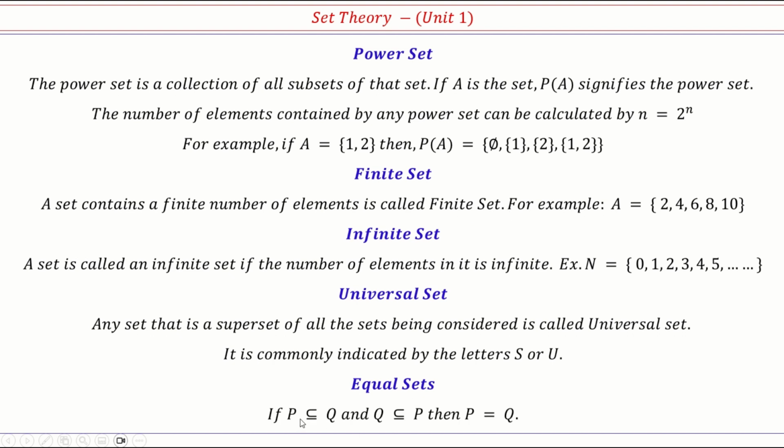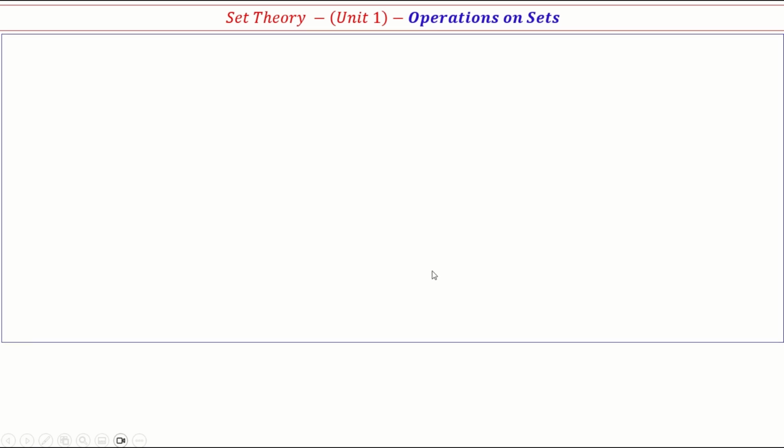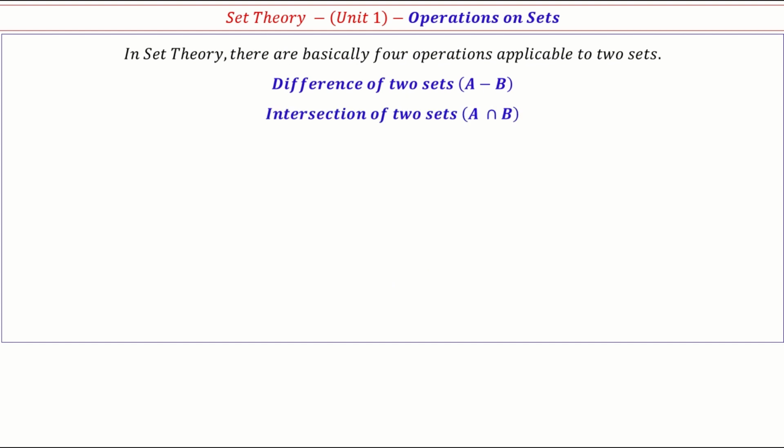Equal sets. Okay, if P is a subset of Q and Q is a subset of P, then we can call P equal to Q. Operations on sets. Okay, what are the possible operations on the sets? Difference of two sets, A minus B, which means the element is present in A but not in B. Intersection of two sets, the element is present in both A and B. Note down the word and. This is the AND operation. Similarly, union of two sets is the element present in A or B. Note down the OR. Union is the OR condition.